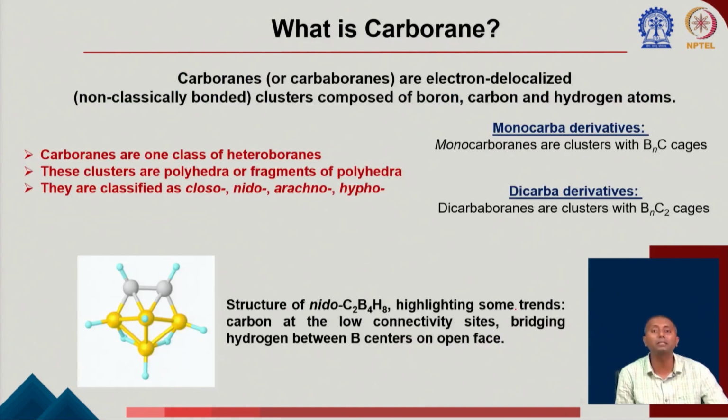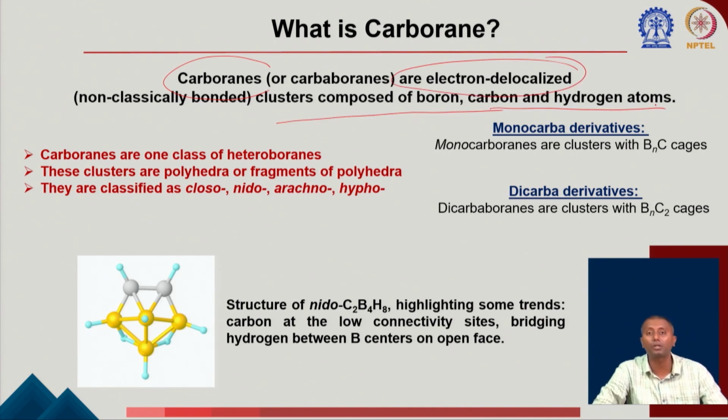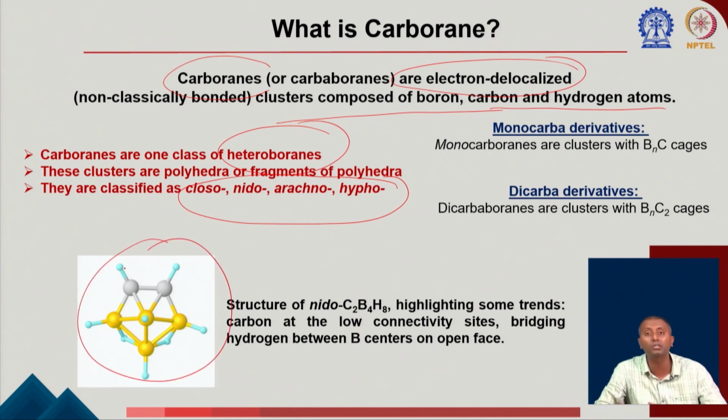So as I mentioned about Lipscomb's discovery about the carboranes, these are the definitions of carboranes. Carboranes are electron-delocalized, non-classically bonded clusters composed of boron, carbon and hydrogen atoms. Of course, I am not going to talk about this more, just try to give you an idea of the structure of carborane, because you can see the borons are electron deficient. I am going to come back in a minute to their bonding, and you are going to realize that borons are electron deficient, which is why they form clusters, and this type of cluster with carbon, boron and hydrogen is called carboranes. They are one class of heteroboranes, and they can have different classes depending on the size: closo, nido, arachno and hypho. And you can see the structures here. In a minute I am going to show you how this nomenclature came.